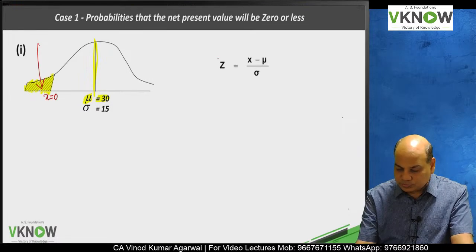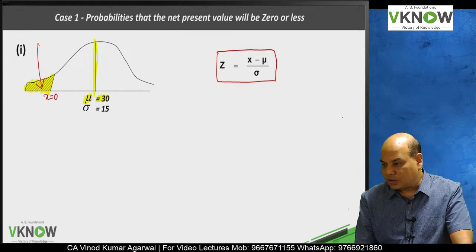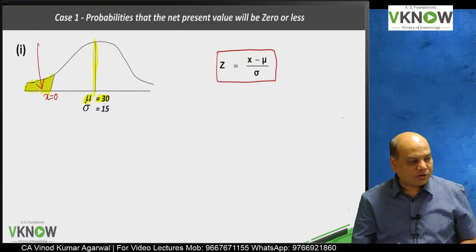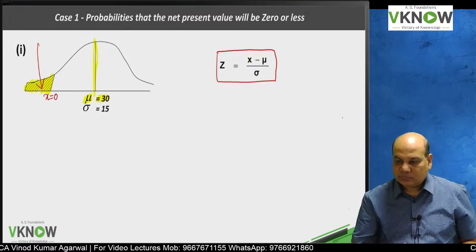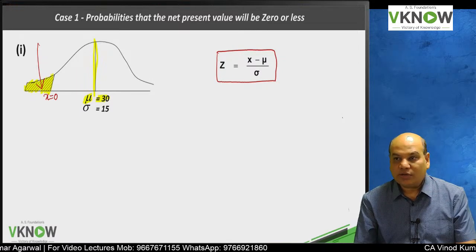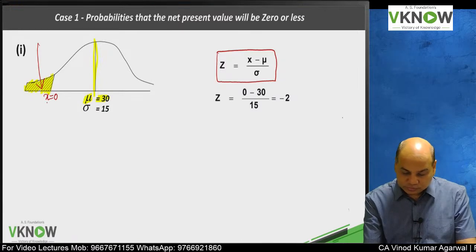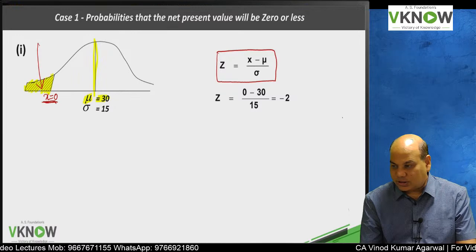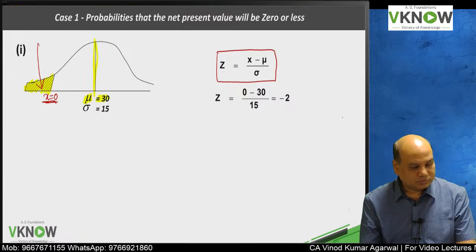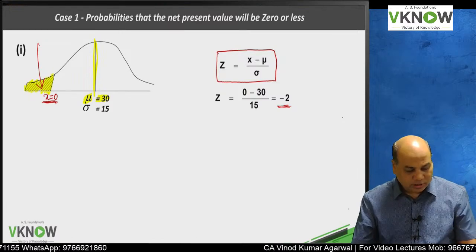First you will compute the Z value. Z is equal to x minus mu upon sigma. X means 0, mu means 30, divide by sigma 15. You will get minus 2.